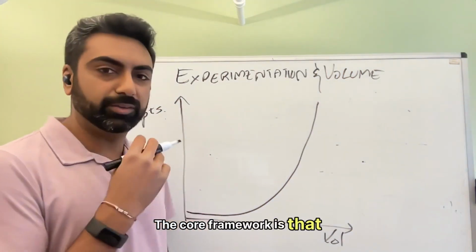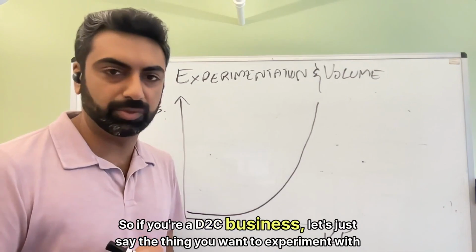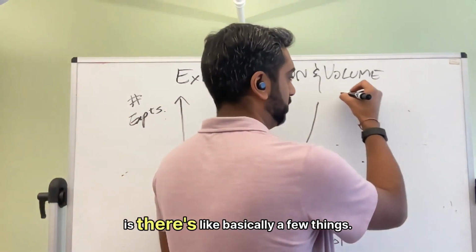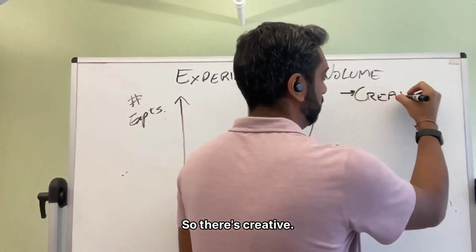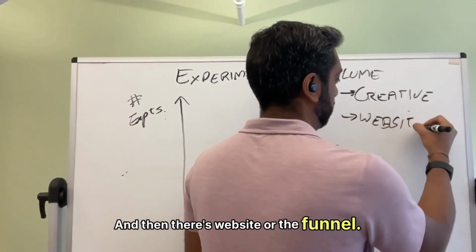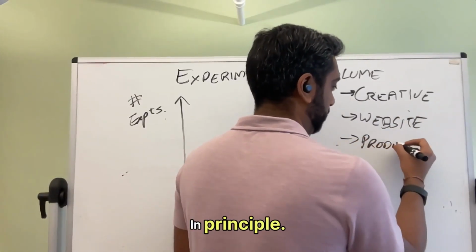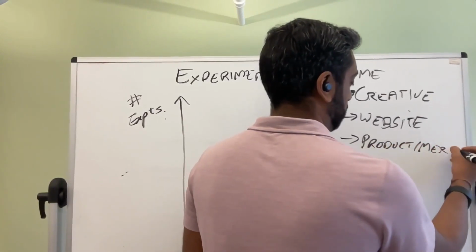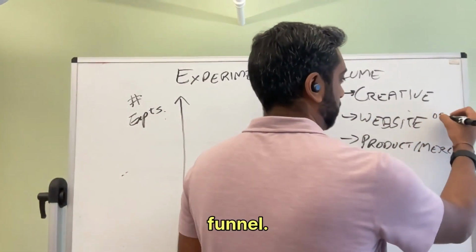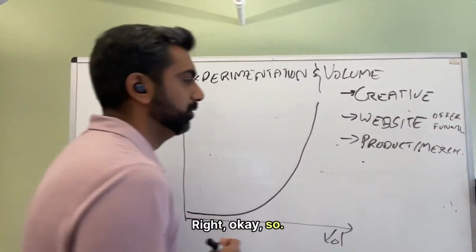The core framework is that it depends on what the axis of experimentation is. So if you're a D2C business, let's just say the thing you want to experiment with is basically a few things. There's creative, and then there's website or the funnel, and then there's actual merchandising or product, right? In principle. And so the website covers things like the offer and the funnel. So that's the offer and the funnel. Right. Okay.